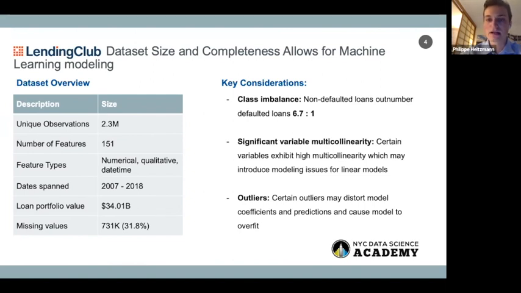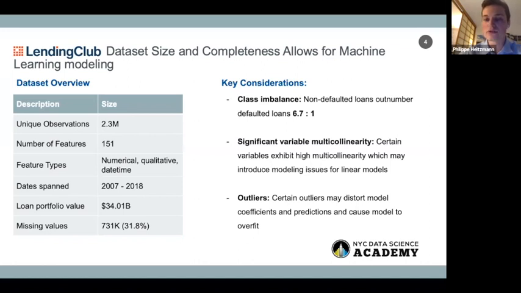Number two is trying to make sure to adjust for variable multicollinearity. Variable multicollinearity just means that certain independent variables, meaning the variables that are going to be used to predict your dependent variable, which is whether a loan defaults or doesn't default, are highly correlated with one another.